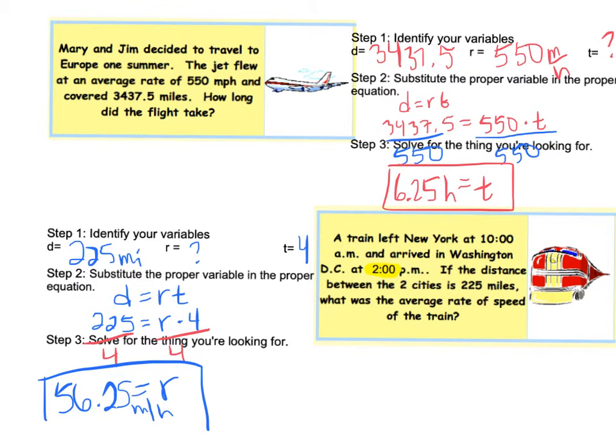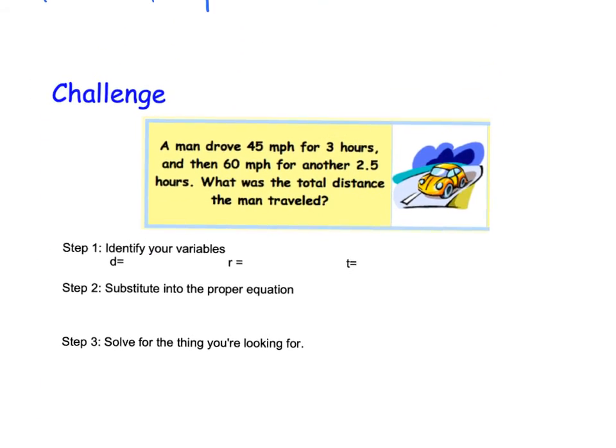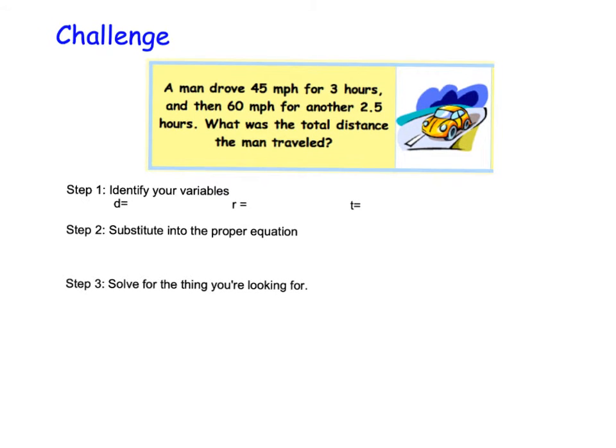Pause the video if you need to look at this longer, but we will move on to a challenge problem. It says a man drove 45 miles per hour for 3 hours, and then 60 miles per hour for another 2.5 hours. What was the total distance the man traveled? There's a couple ways you can figure this out. You can do it using the formula, but you can check yourself also by drawing a little picture or writing a little chart. Take a few minutes and try to figure this out. Pause the video.